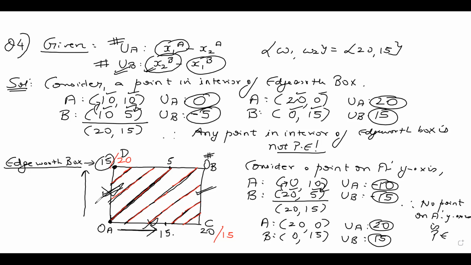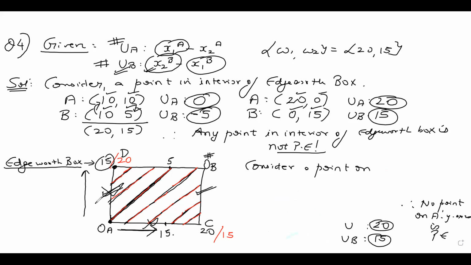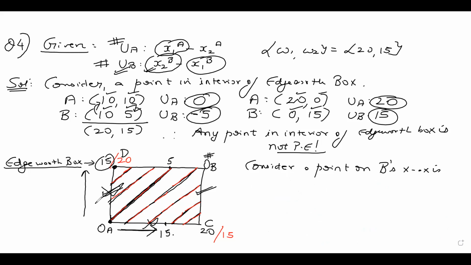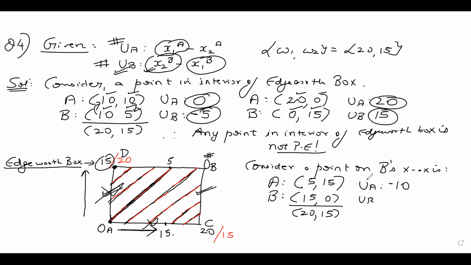Okay. Similarly, let's take a point on B's x-axis. So consider a point on B's x-axis. Suppose B has 15, 0. How much does A have? 5, 15, because the sum should be 20, 15. The utility which A gets from its own bundle is 5 minus 15, which is minus 10. The utility which B gets is 0 minus 15, which is minus 15.